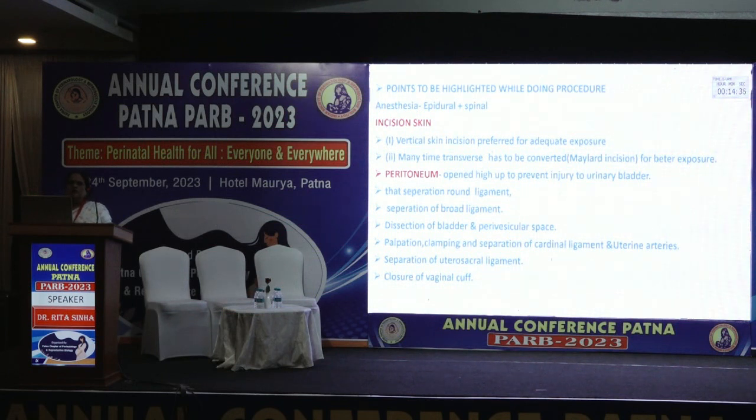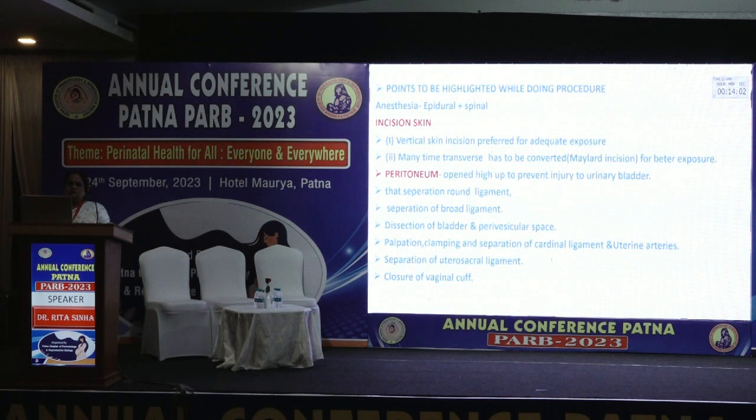While doing the procedure, anesthesia is epidural plus spinal. A vertical skin incision is preferred for adequate exposure. Many times it has to be converted into a Maylard incision for better exposure. The peritoneum should be opened high up to prevent injury to the urinary bladder. Separation of the round ligament is done so the broad ligament is opened. Dissection of the bladder and perivascular space is done.